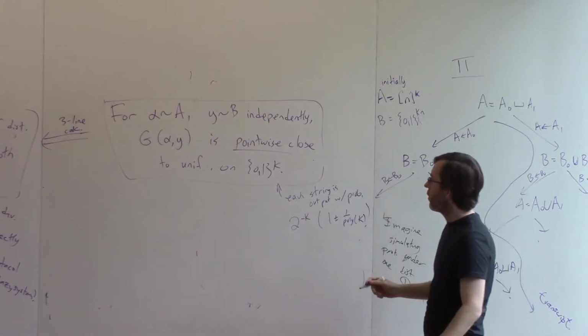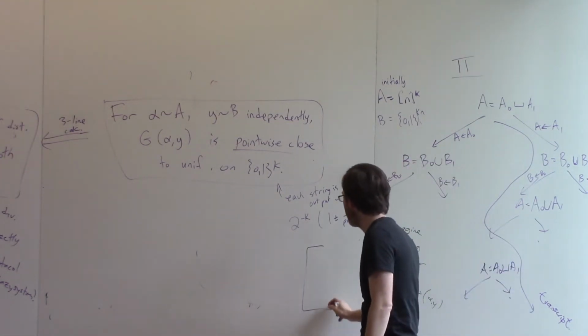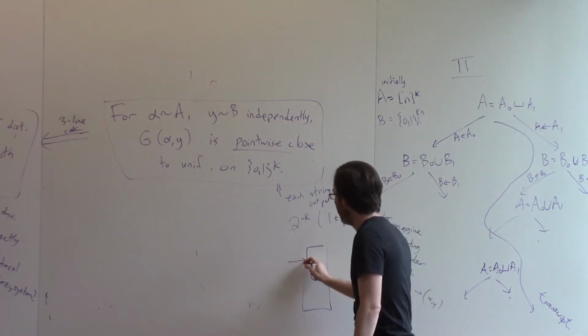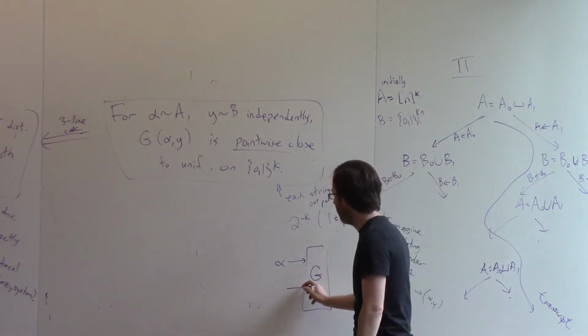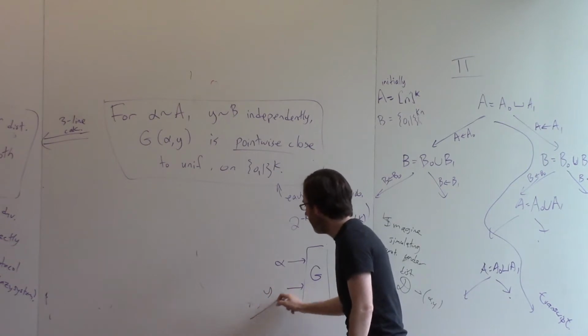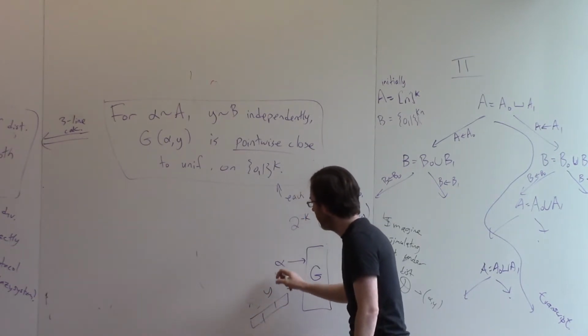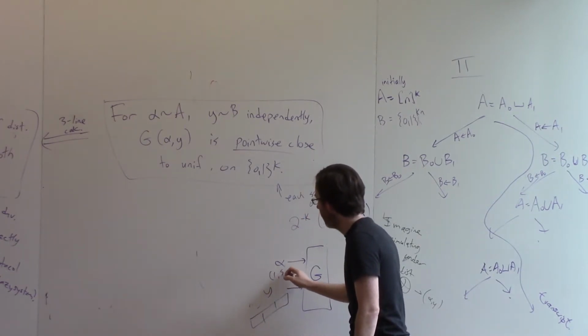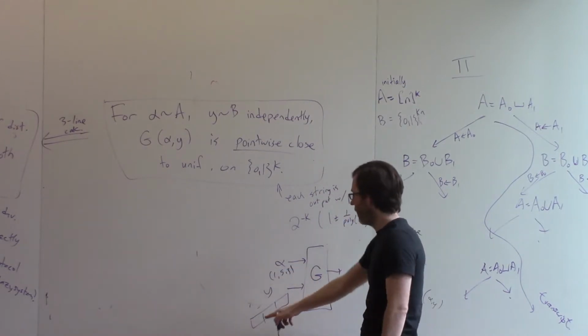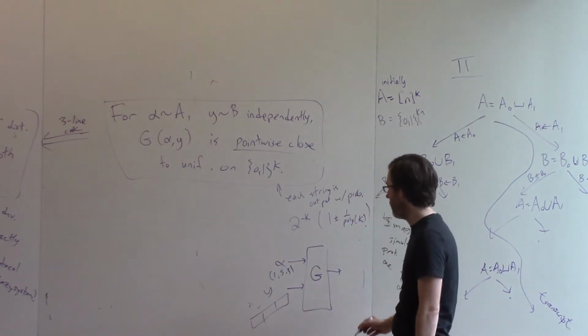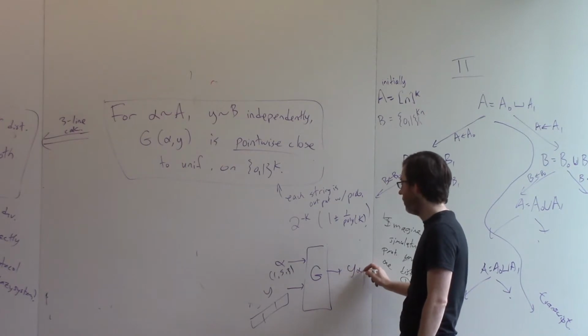And remember, it's erased here, but G is the function where you take an alpha, a list of indices, and y is a long string with k parts. This is maybe 3 indices. And the output is the first bit of this, the 5th bit of this, and the 3rd bit of this. Maybe y sub alpha, you could call it.